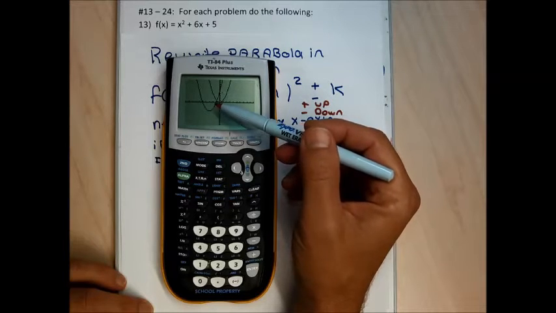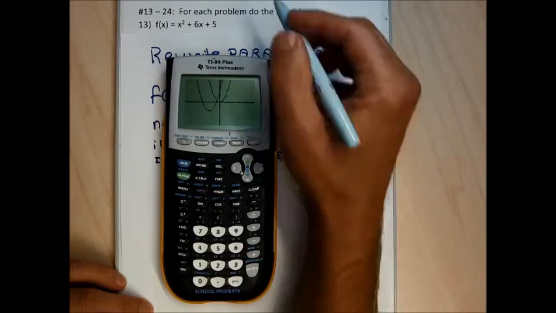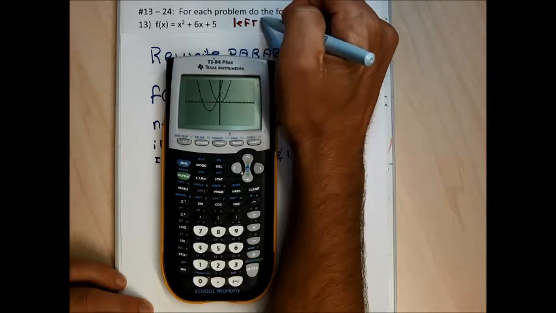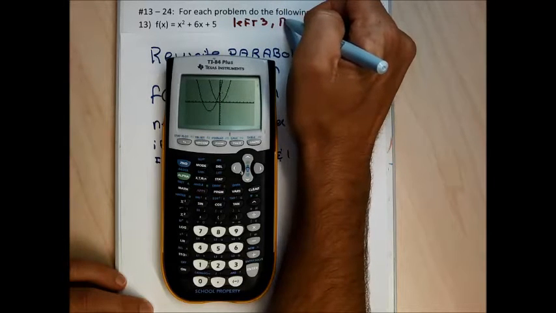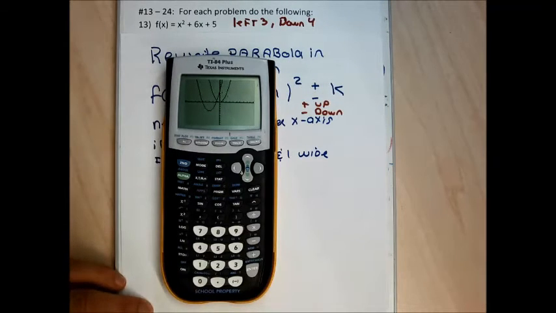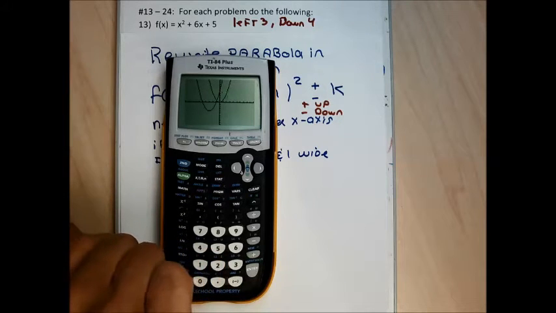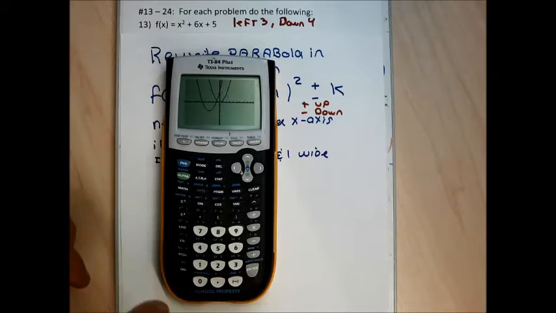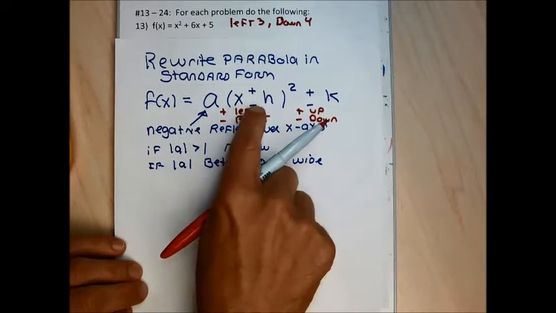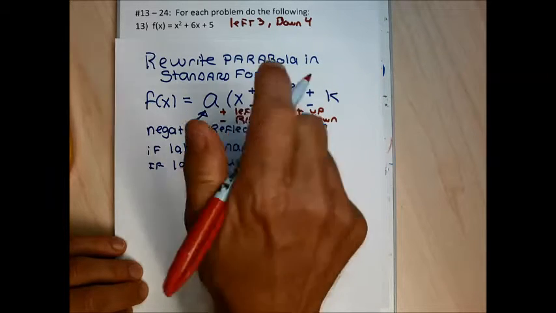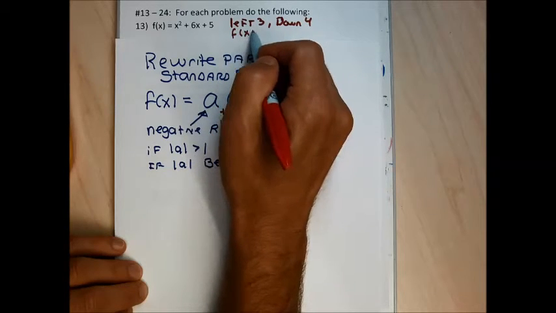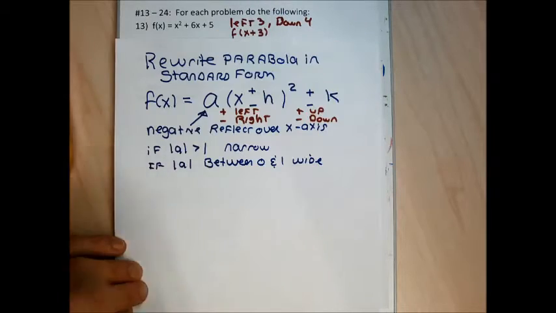So if I want to describe the transformation for problem 13 compared to f of x equals x squared, it looks like the graph went left 3 and down 4 because the vertex is at the point -3, -4. I could make a stab at coming up with a guess of the equation of this parabola written in standard form, because to move a graph to the left 3, I need a plus inside a parentheses. So the function that I think is going to do this is f of x plus 3 to move it left 3.